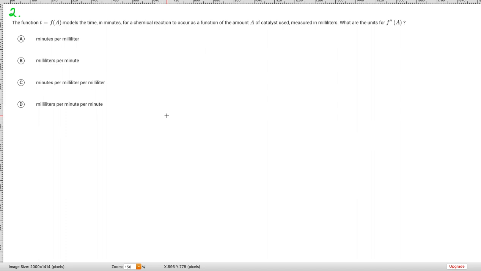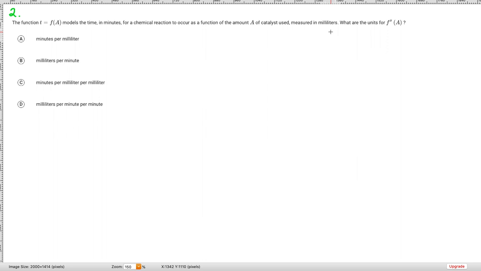Question just because they flip the typical relationship between the variables. So usually it's a function of time and it gives you amount of some catalyst. But here it's a function of the amount that you have of this catalyst, which is measured in milliliters, and it gives you a time. So you put more of this catalyst, it takes some time for this reaction to occur. And they're measuring how long it takes that reaction to occur.